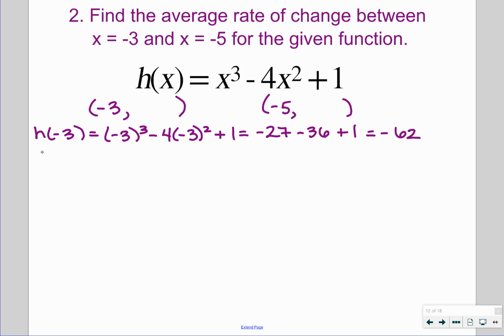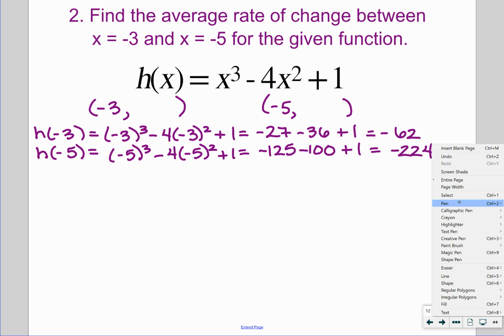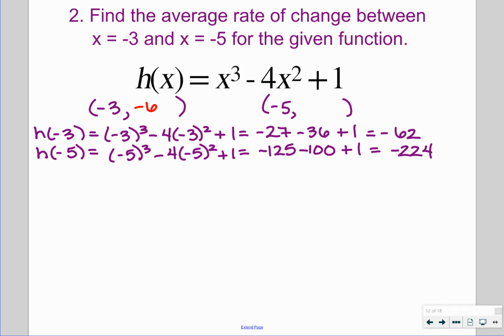Okay. And then same thing, we're going to plug -5 in. -5 to the third minus 4 times -5 squared plus 1. So that's -125. 25 times -4, so -100 plus 1. So that's -225 plus 1, -224. Okay, so that's the second half of my points. -3, -62, -5, -224. And now all you have to do is your slope formula.